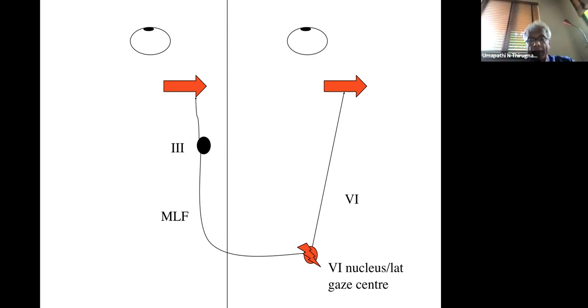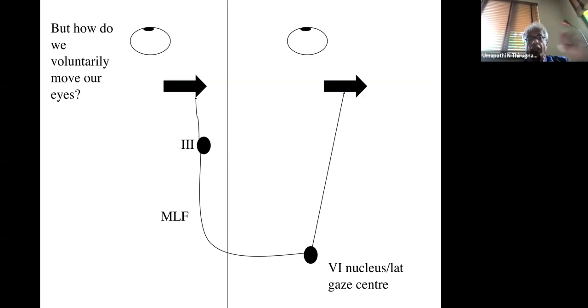So likewise, okay, how do we voluntarily control eye movements? We must have control coming from the frontal lobe, which is the area where you decide what you want to do with life.